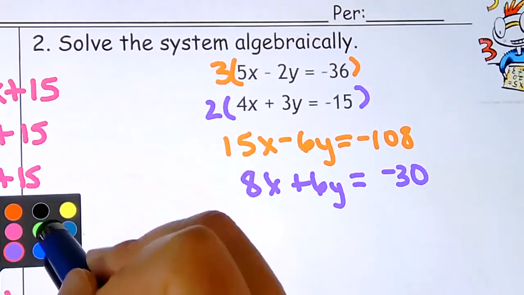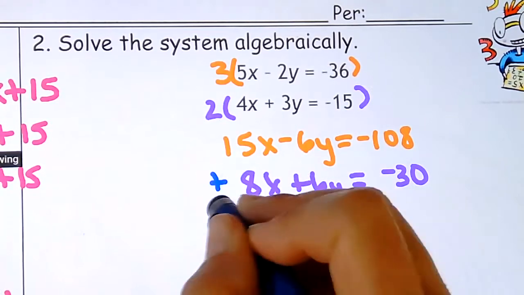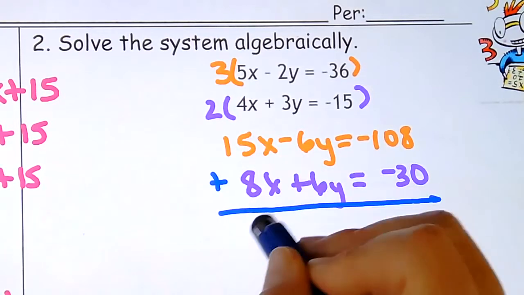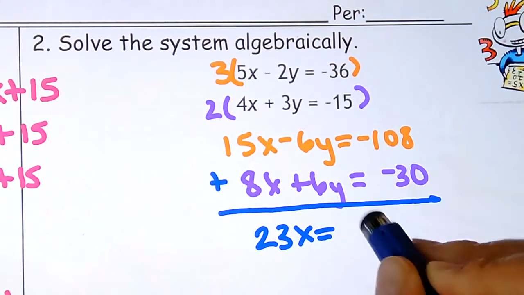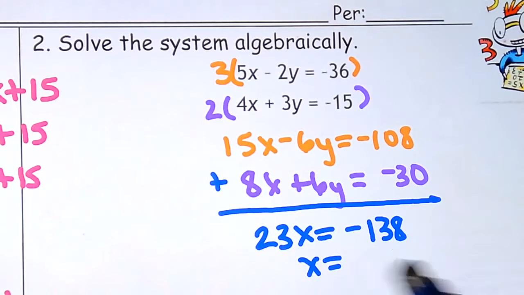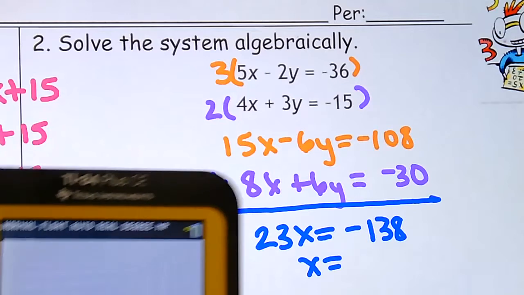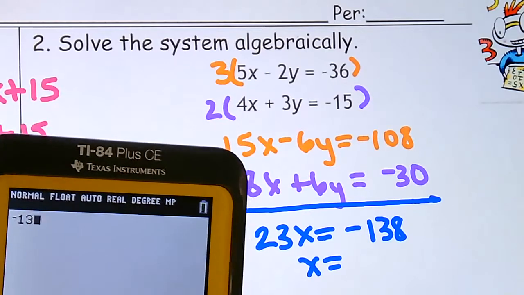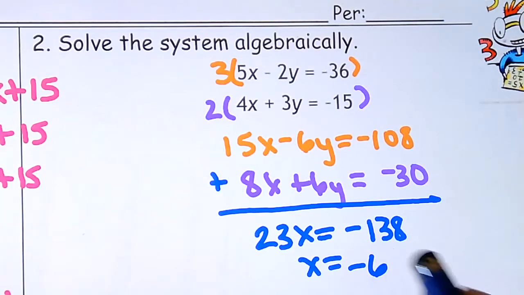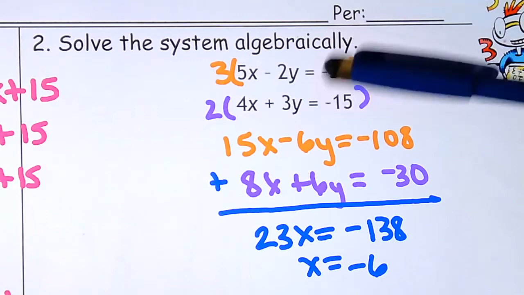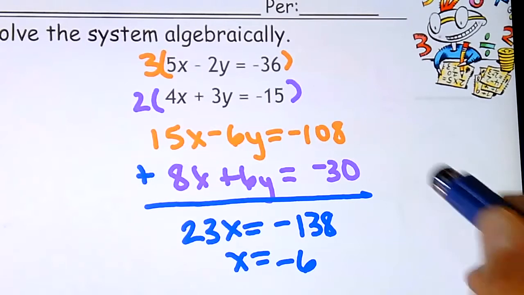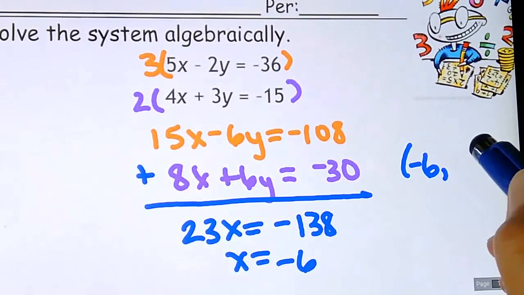And now I am going to add these equations together and do elimination. My y's eliminate. I end up getting 23x is equal to a negative 138. I'm going to divide both sides by 23. So let's see. A negative 138 divided by 23 is negative 6. Got a nice number. Now again, this is a system. These are 2 lines. I need to figure out the point where they cross. And this is going to be the x-coordinate. So it's going to be negative 6 comma.